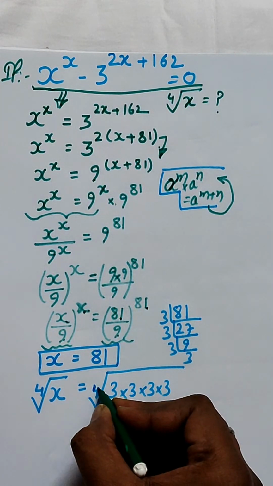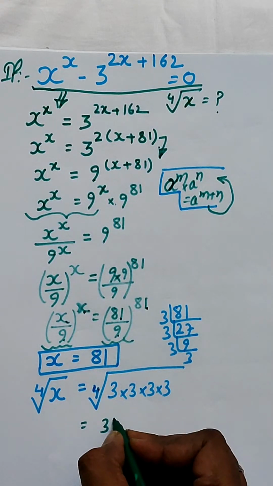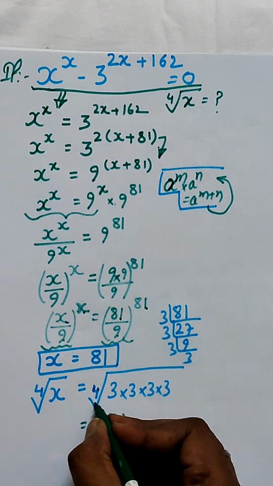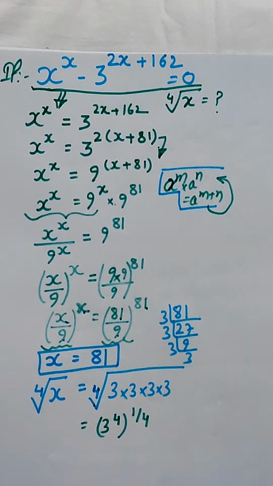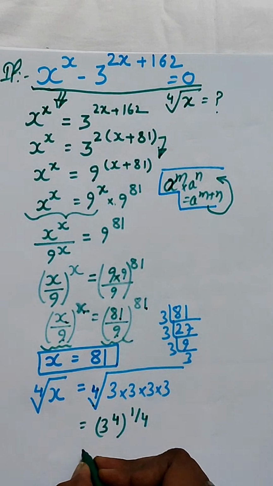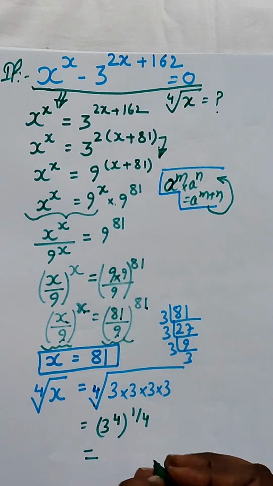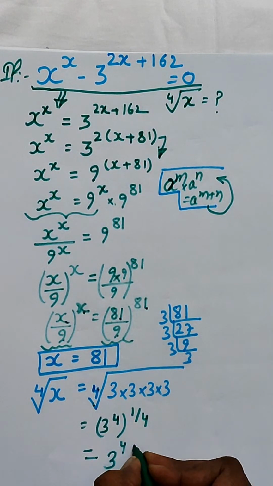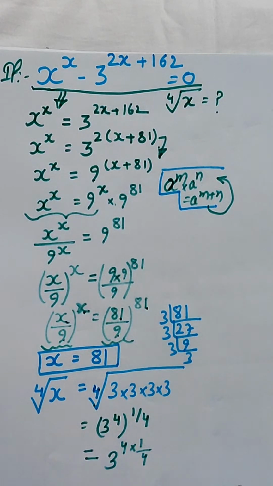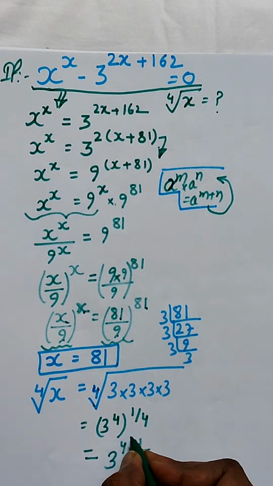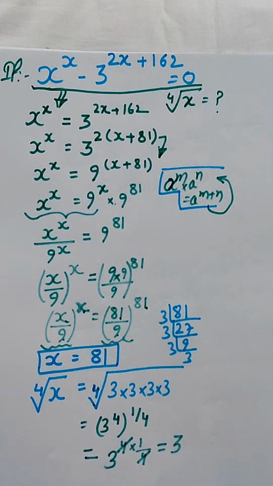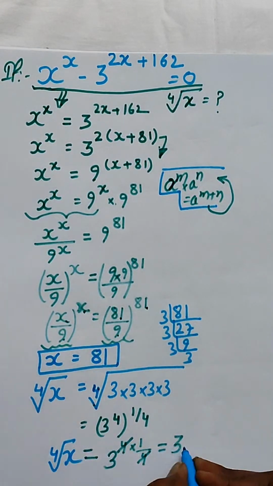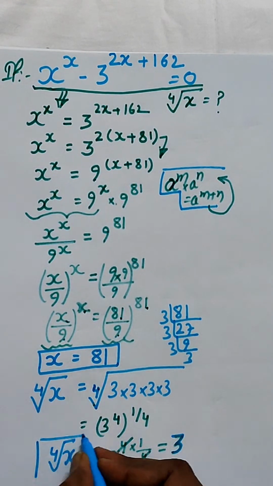So if the 4th root is there, that means 3 to the power 4 inside the bracket, and when we convert this root, we can write it like this, right? So the 4th root of x will be equal to what? 3 to the power 4 into 1 by 4, right? Now just cancel out the numerator and denominator to get the value of 3. So we can say that the 4th root of x is equal to 3. This is our answer, right?